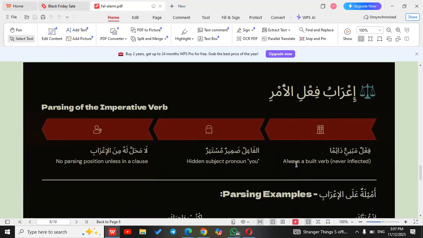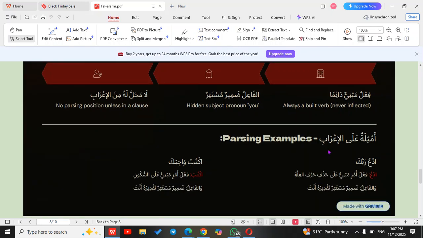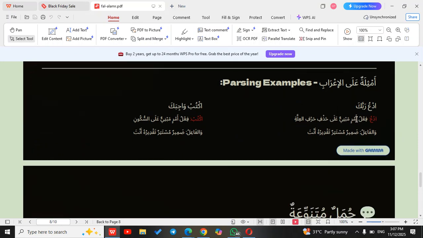Now for the i'rab of fi'lul amr, parsing of the imperative verb. Fi'lun mabniyun da'iman, so always a built verb, never inflected. Al-fa'ilu damirun mustatir, meaning a hidden subject pronoun, which is you. La mahalla lahu min al-i'rab, no parsing position unless it is in a clause. So these are examples of parsing of fi'l amr.